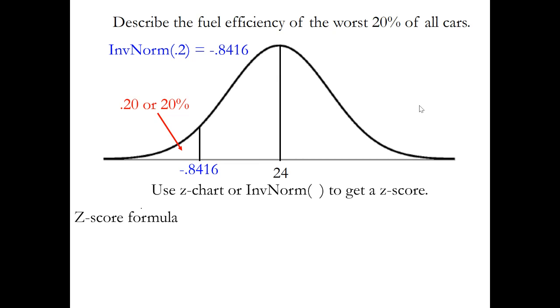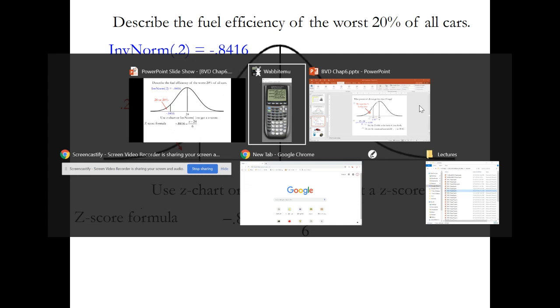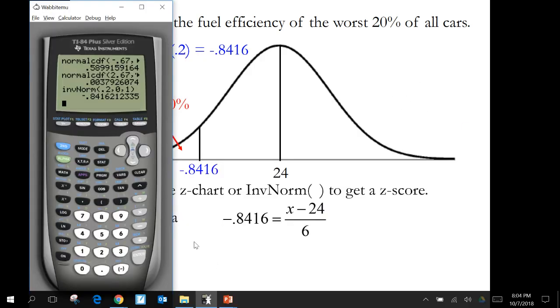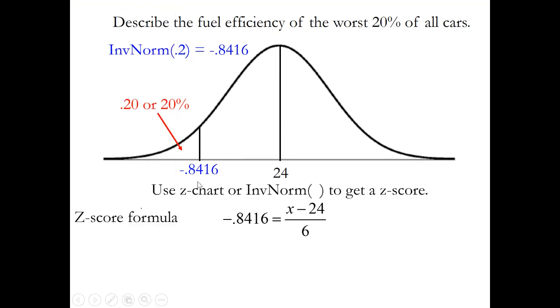So I just plug in what I know into the formula. I know the z is negative 0.8416, x is what I'm looking for, minus the mean, which we said is 24, and a standard deviation of 6. So I can literally just multiply both sides by 6: negative 0.8416 times 6 is going to be negative 5. And on the other side of the equation, it's x minus 24. So I'll just add 24 to both sides. I have 18.95. That would be my x.